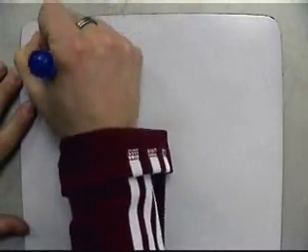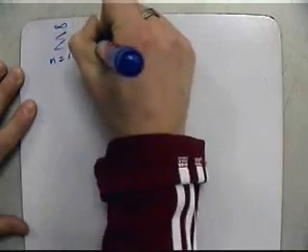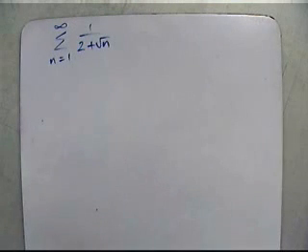Let's do this series. Let's say we're going n equals 1 to infinity, and we'll do 1 over 2 plus the square root of n. And we're going to use the comparison test on this one.